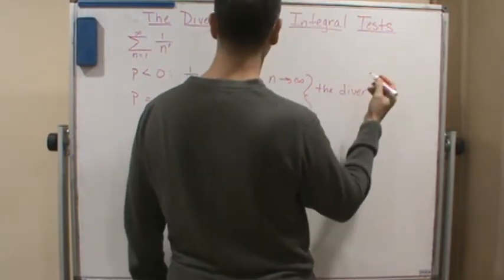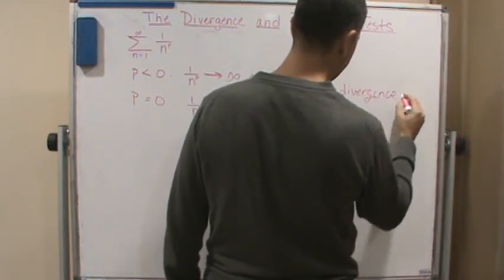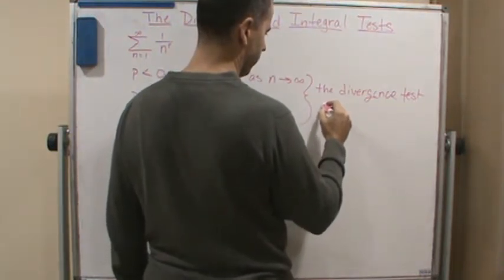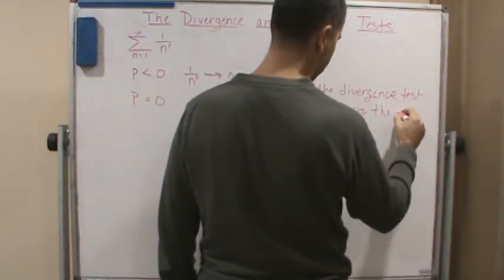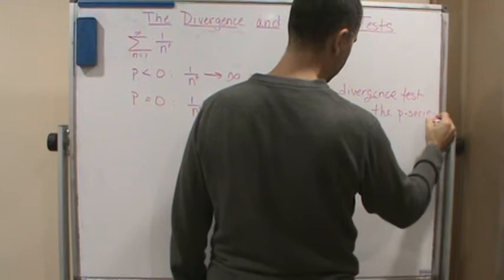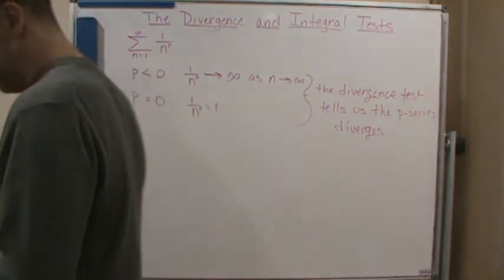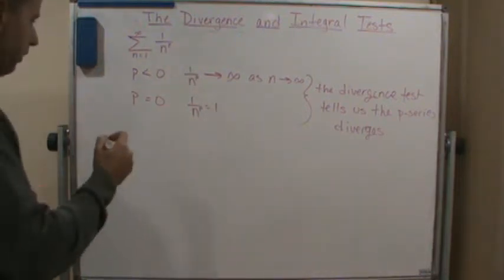So by the test for divergence, in both of those cases, the p-series diverges. Okay, so now what about for p greater than 0?